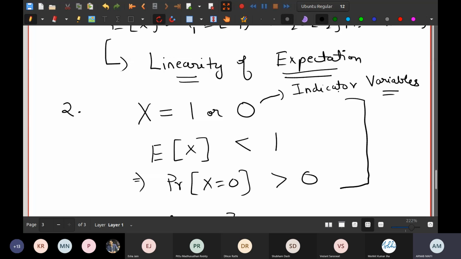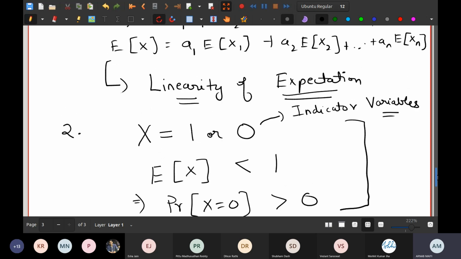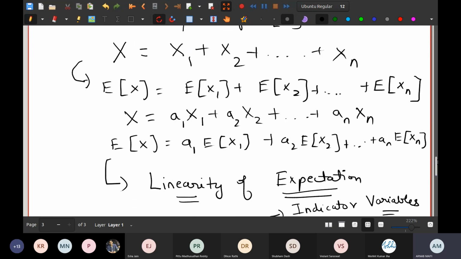No need to remember the name, but I'm just specifying the property. So is everything fine till now? These are just definitions. If you want to just see it again, you can see it. This has a proof. If you want, you can ping me. I'll refer you to the proof.